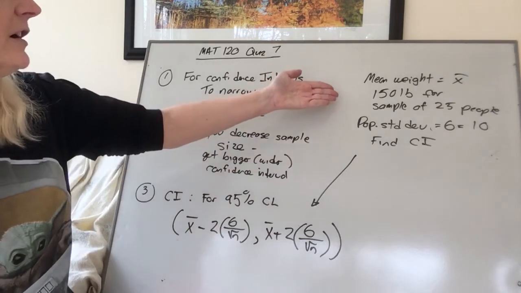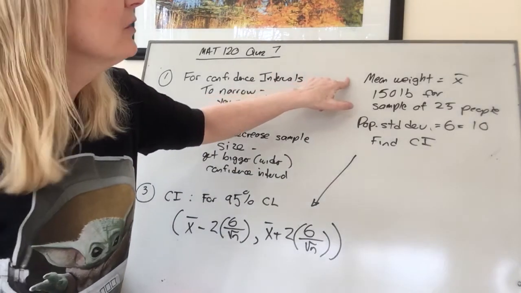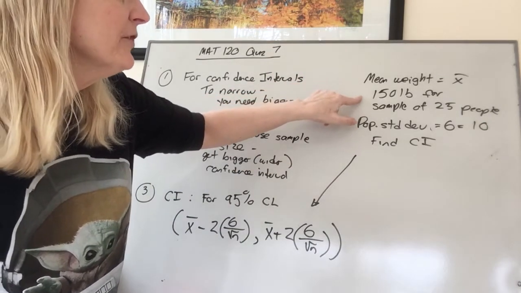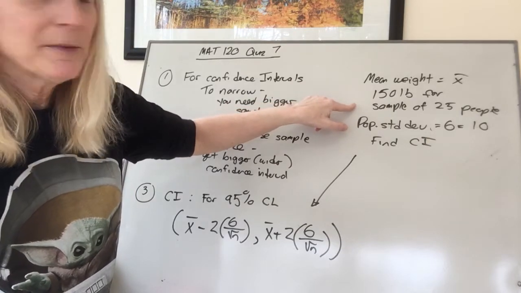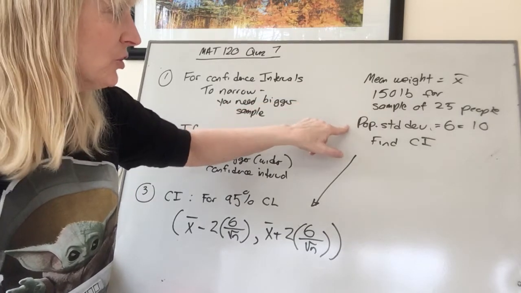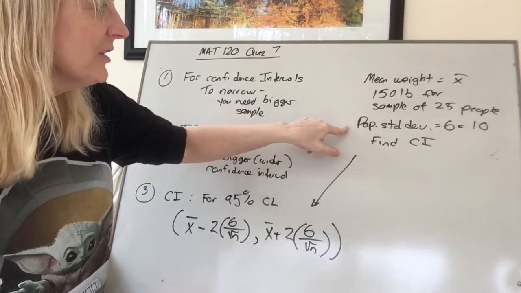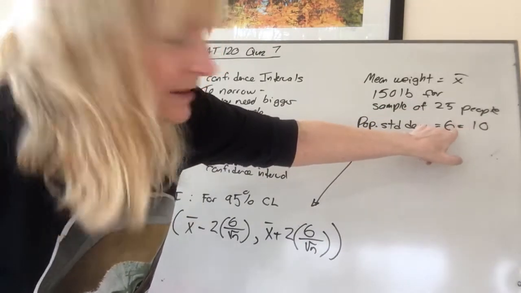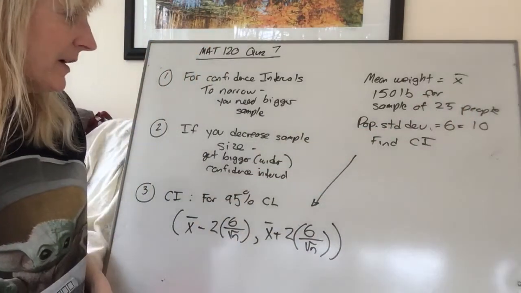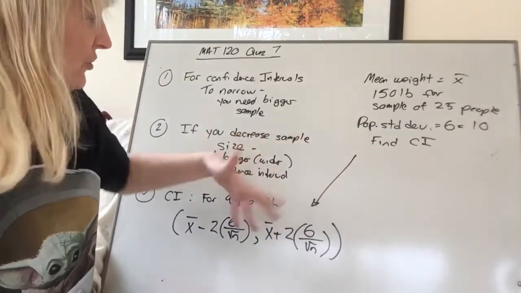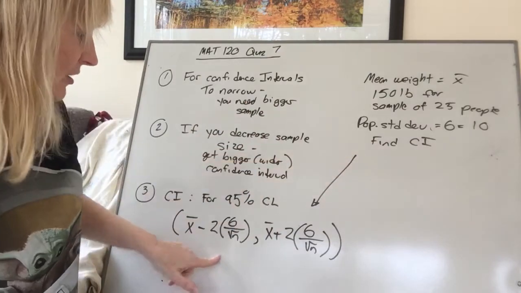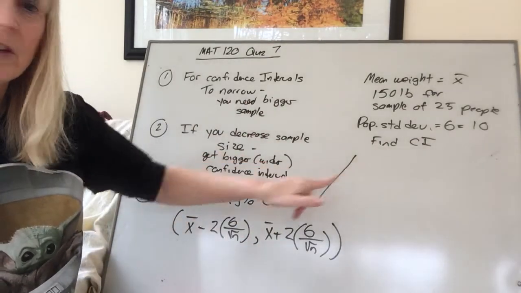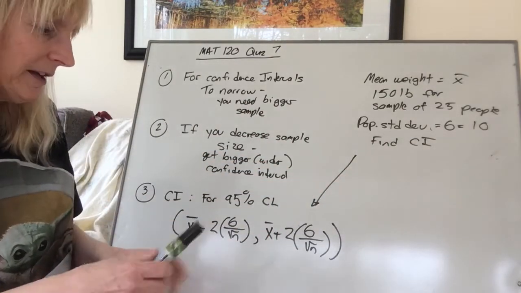So in our example, the mean weight was 150 for a sample of 25 people. That has to be given. You also have to be given the population standard deviation. In this case, it's 10. That's sigma, that's not a 6. It's 10. So they want us to find the CI, which is the range of numbers. So basically, you just got to plug into this formula. I think we can do that, right?